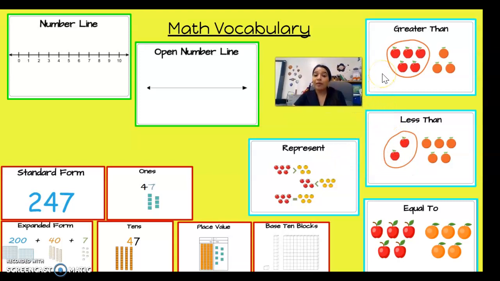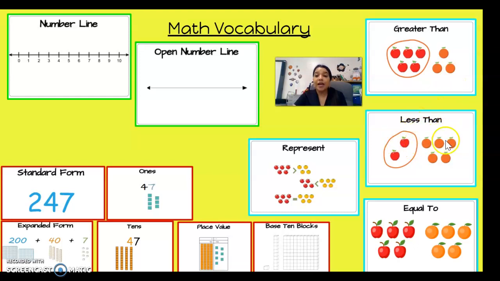The first vocabulary word we're going to review is greater than. Greater than, remember, is when we have more of an object. So right here we have 5 apples and 3 oranges. Which one has more? Apples. We have more apples than oranges. So the number of apples is greater than the number of oranges.